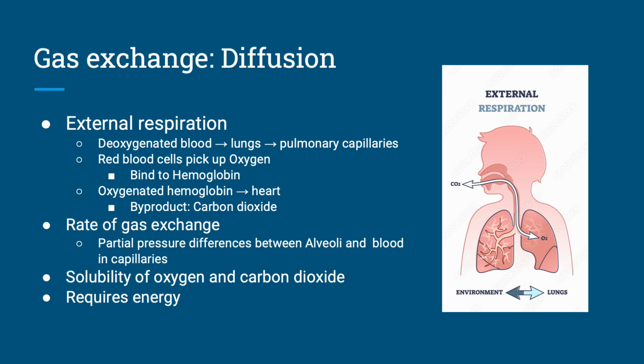On the other hand, for carbon dioxide diffusion, the partial pressure of carbon dioxide in the blood of the capillaries is 45 millimeters of mercury, whereas the partial pressure of carbon dioxide in the alveoli is 40 millimeters of mercury. Due to the solubility of CO2, or carbon dioxide, being 20 times greater than that of oxygen, the concentrations of oxygen and carbon dioxide diffuse across the respiratory membrane in a similar manner.